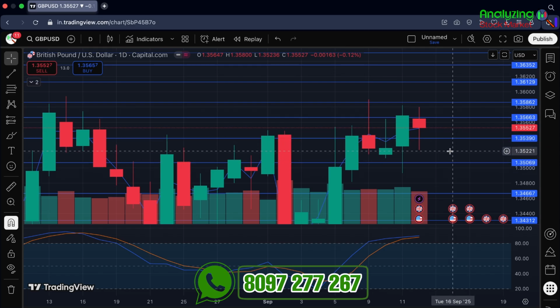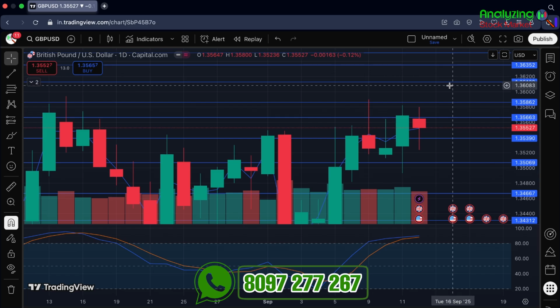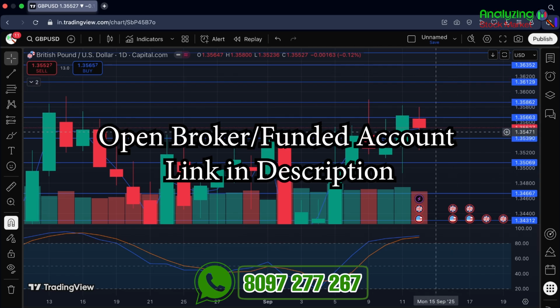If you're looking for a positive move, then you can look for it once 1.35663 gets breached and a 1-day candle closes above this level, then we can go for 1.35862. Until and unless a 1-day candle closes above this level, we won't be looking for any positive trade. A good positive move will only come once 1.35862 gets breached and a 1-day candle closes above this level, then only we can see a good upside move. Remember that. Overall, my expectation is negative.